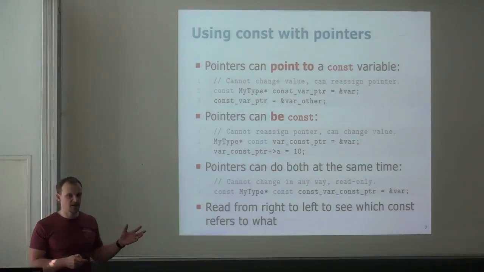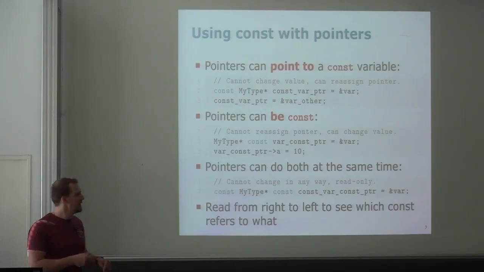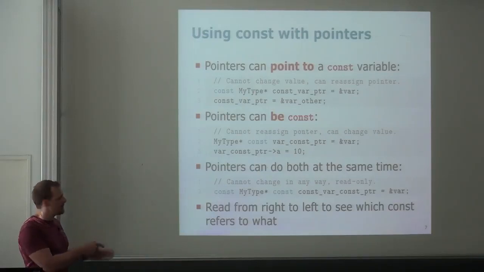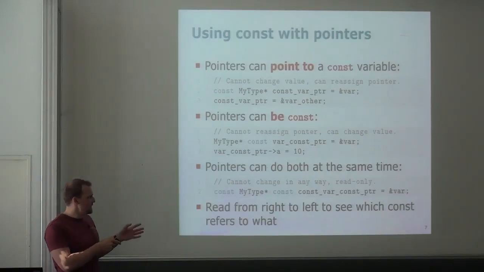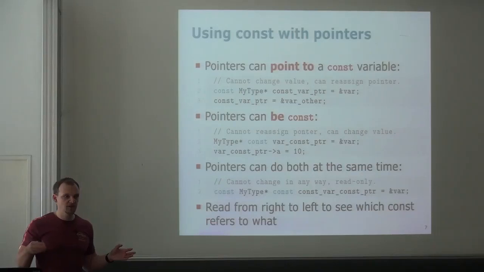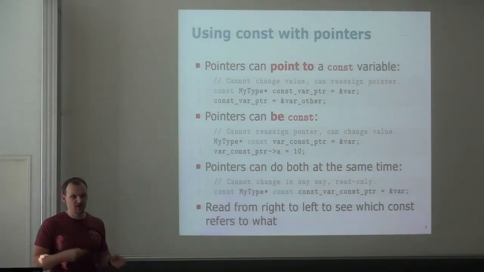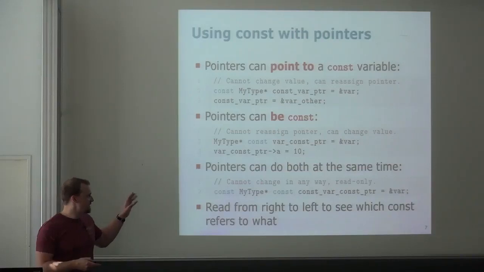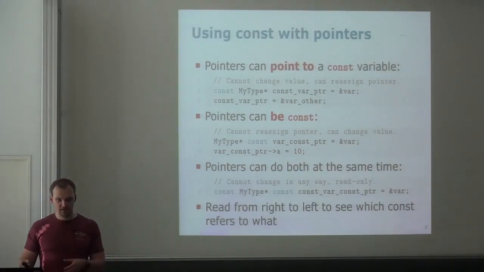Then the second const is pointers can be const, but point to a non-const variable. So again, reading from the right, it's a const pointer to my type. So it means that the pointer itself is constant. You cannot reassign this pointer to another variable. So you cannot do this. But you can actually change a variable under the pointer. So if I would have some data member called A in my type, I could write something like this, even though my pointer is constant.